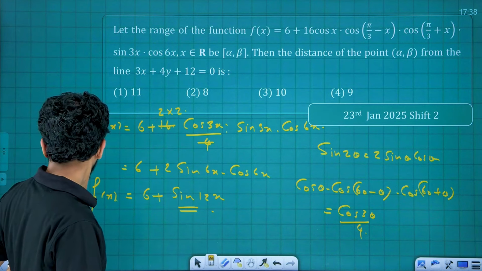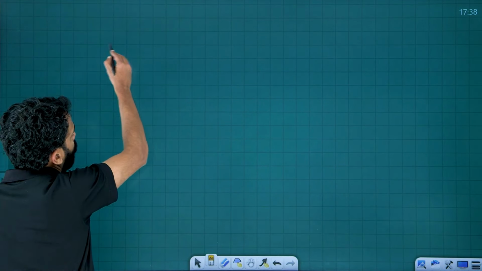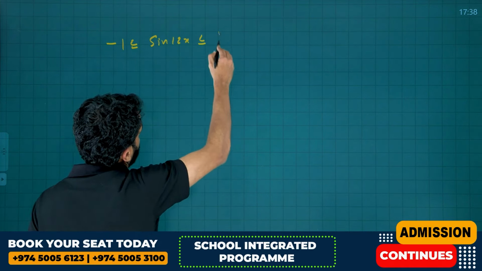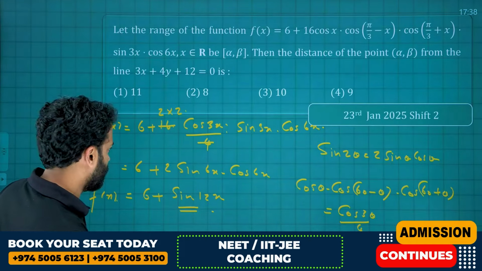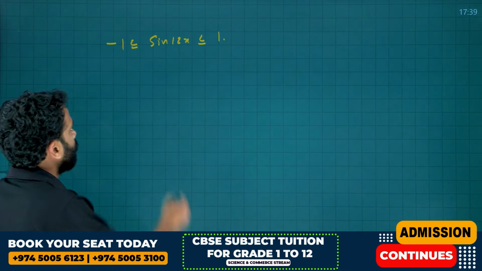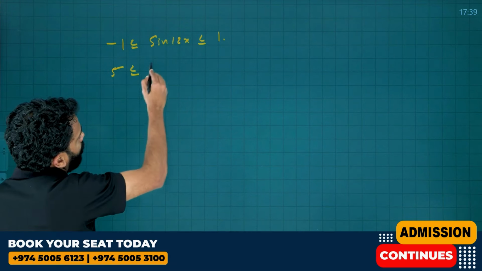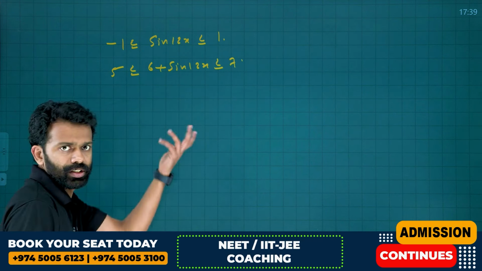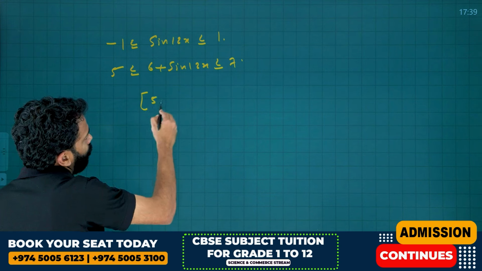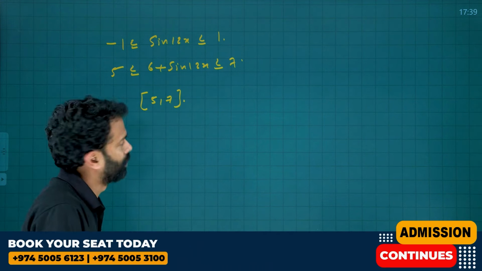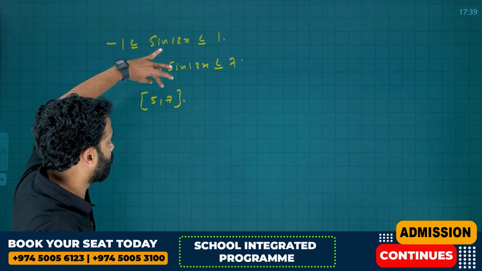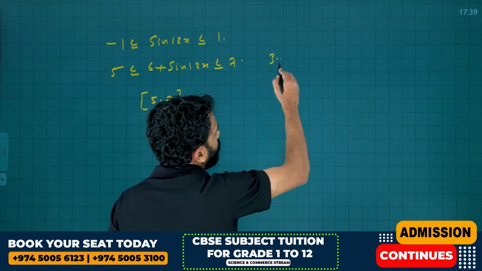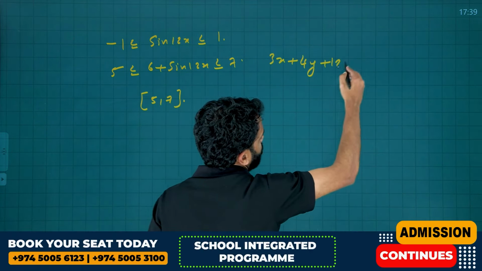We need to move to the next slide. The value of sin 12x lies between minus 1 less than or equal to sin 12x less than or equal to 1. We have 6 plus sin 12x here. Therefore, add 6 everywhere. You will get 5 less than or equal to 6 plus sin 12x less than or equal to 7. So, this is the range, that is closed interval 5 to 7 is the range of the given function. Therefore, we need to find the distance from this point to the line 3x plus 4y plus 12 is equal to 0.